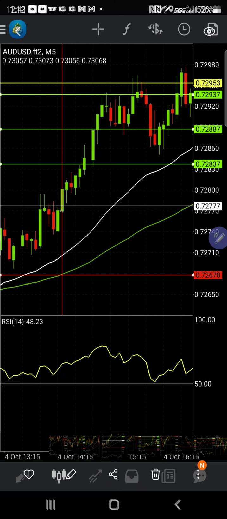I entered in there, and as soon as I entered, no drawdown, it just went straight up for the most part. This white horizontal line is my entry. The red line is where I put my stop loss, which is usually always 10 pips away from my entry. Then I target a 1 to 2, so I target 20 pips, which was this next resistance level right here.